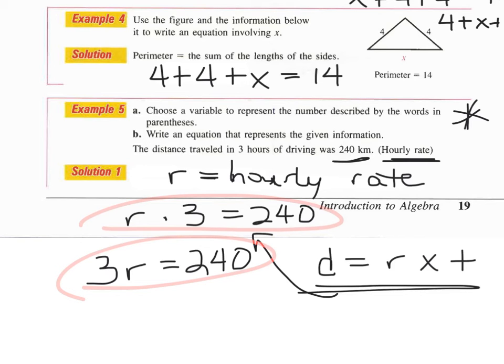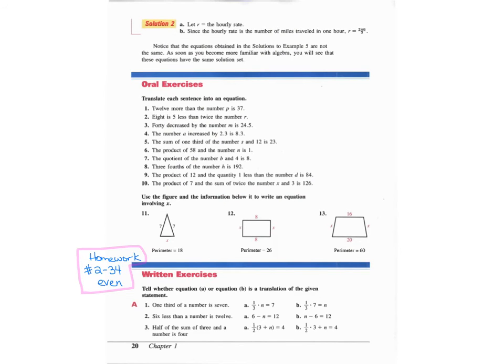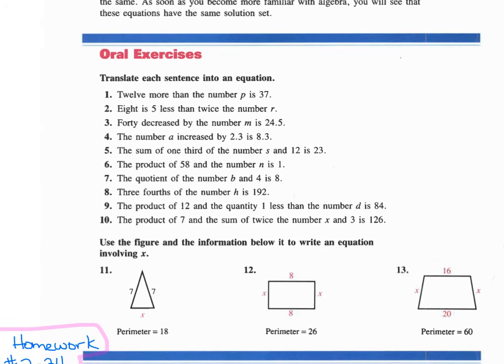All right, let's try some oral exercises. Let's try number 1. Can someone translate that sentence into an equation for me? 12 plus p equals 37. Okay, 12 plus p equals 37. And she was able to translate right how she read it. Now, technically, if you put p plus 12, that's correct also.